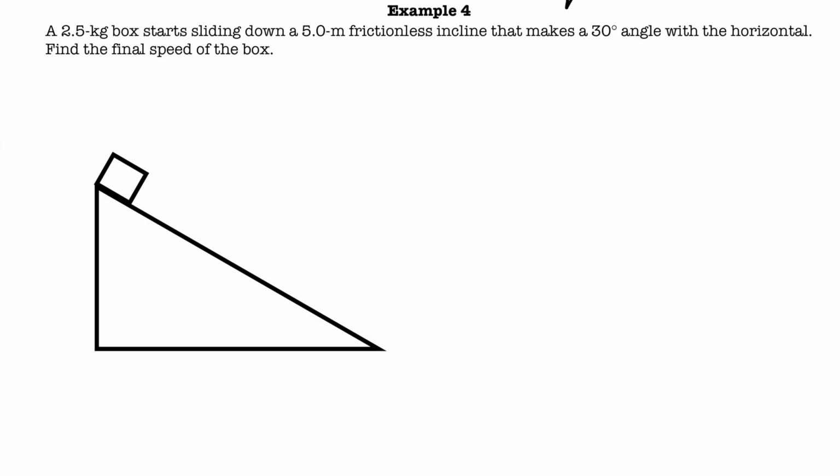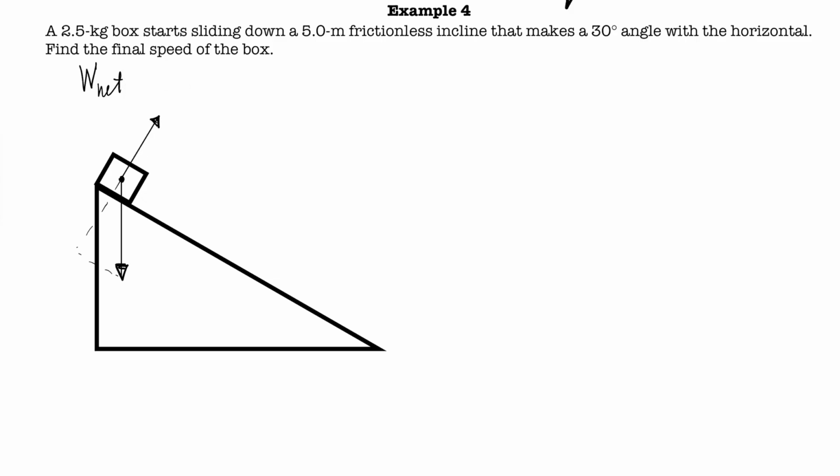Example number 4, I'm going to solve it 3 different ways. I'm going to start with solving through net work. If we have a frictionless surface, then the only force working here is going to be force of gravity, and that force of gravity is at 60 degrees to the displacement.